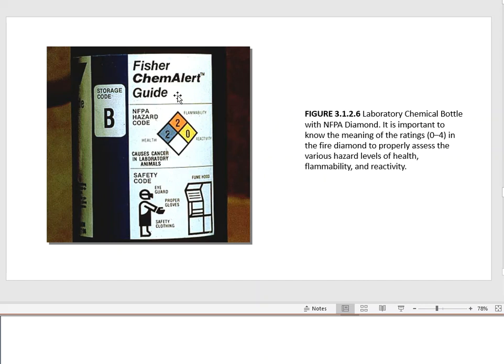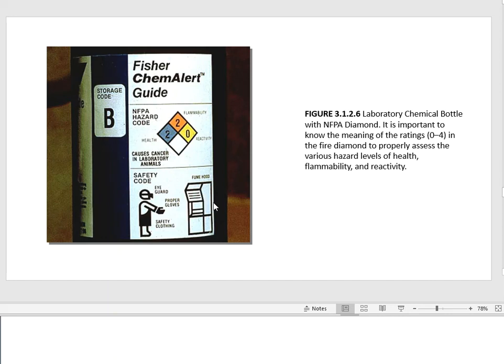And this is what it would look like on the bottle, right? So here's the NFPA diamond, and we see a 2 for health hazard, a 2 for flammability, a 0 for reactivity, and basically no code in the white one at all. However, there is a statement that says it does cause cancer in laboratory animals. And down here at the bottom, it says for me to wear safety clothing, proper gloves, and an eye guard, as well as maybe a fume hood when I work with this particular chemical.